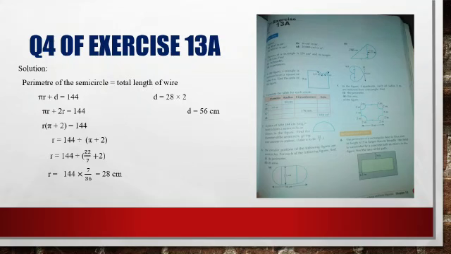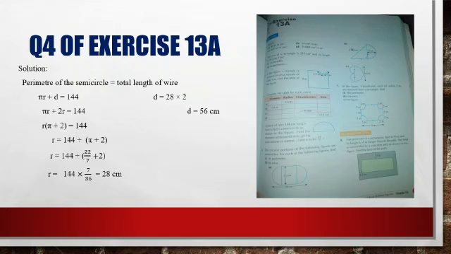In question number 4, as you can see, a semicircle is given, and what is the statement? A piece of wire 144 centimeter long is bent to form a semicircle as shown in the figure. Find the diameter of the semicircle, giving your answer in meters. So take pi to be 22 over 7.